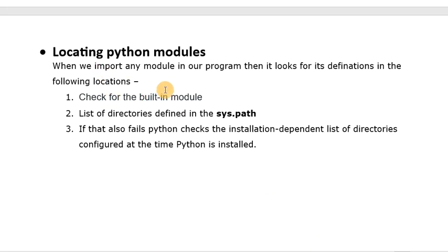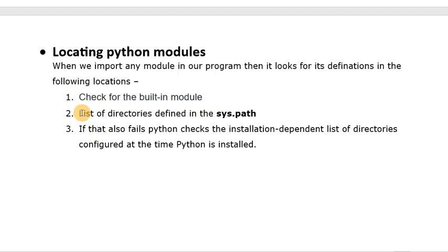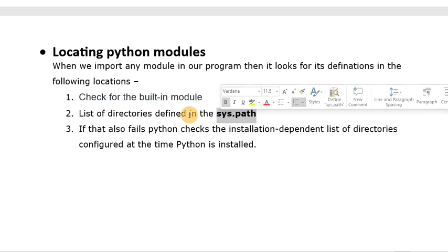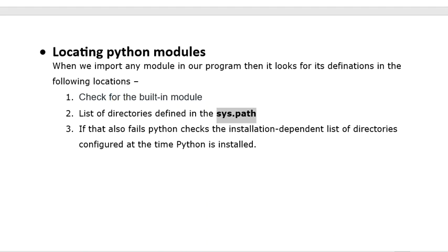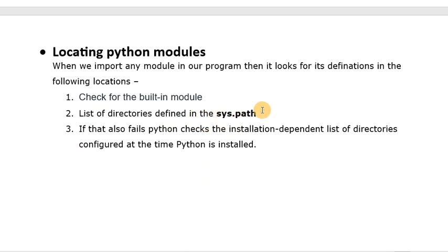First of all, Python will check for the built-in module. Python will check whether this particular calculator module is a built-in module or a user-defined module. If it is not a built-in module, then it will check the list of all the directories defined in sys.path. Whatever directories we have defined in the system path, Python will look in those directories for the definition of the particular module. Like we have the calculator module: first Python will check whether this calculator module is defined in the built-in modules or not. After that it will look through all the paths defined in the system path.